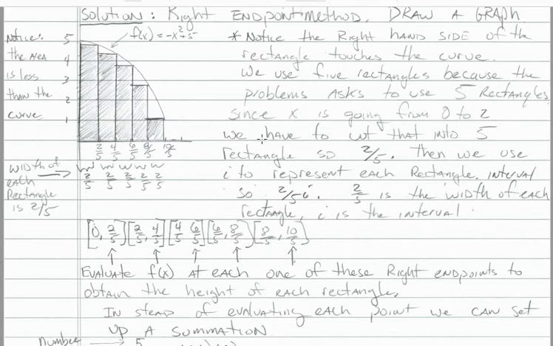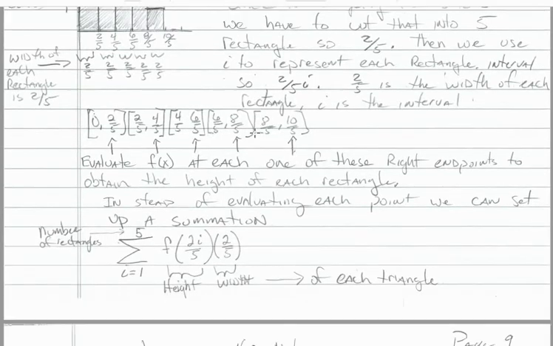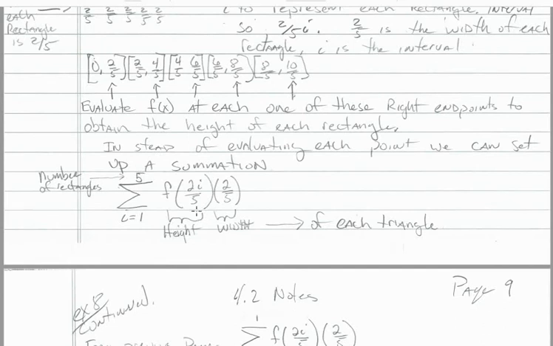Okay? So don't fret right now if you don't understand where the 2/5 is coming from. We're going to do that in the next video. Right now I just want to go through this so that you can understand this is what the area is on the right hand side. Okay, we're going to create a summation.